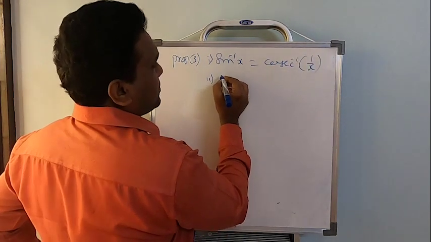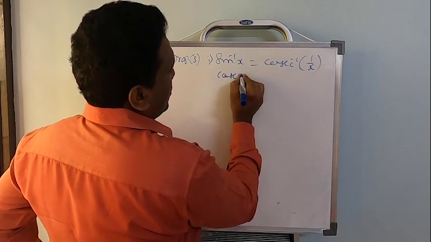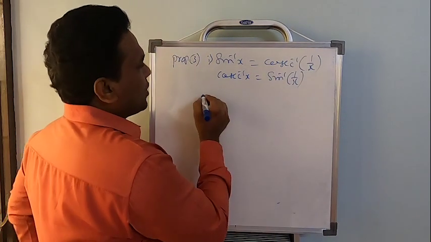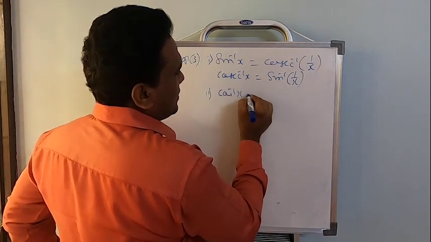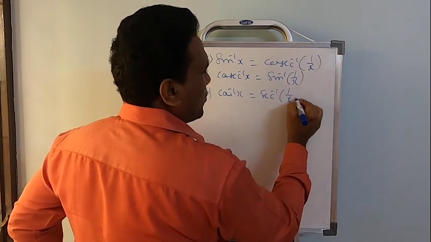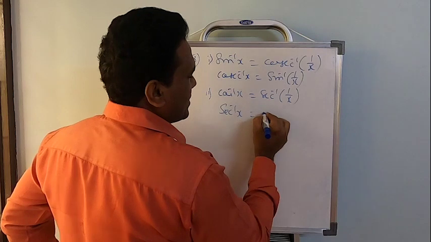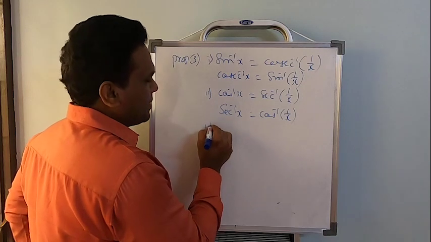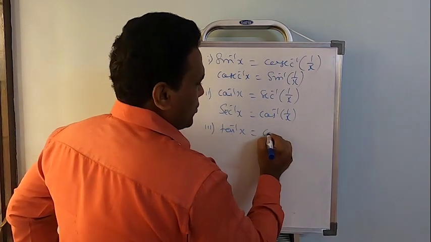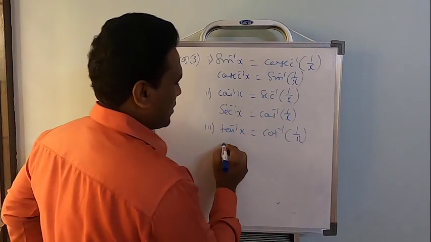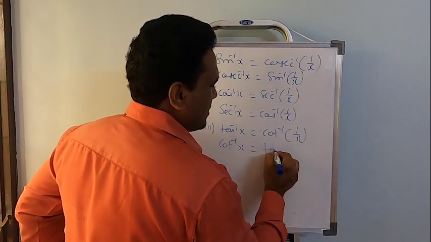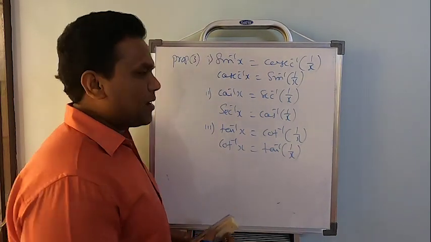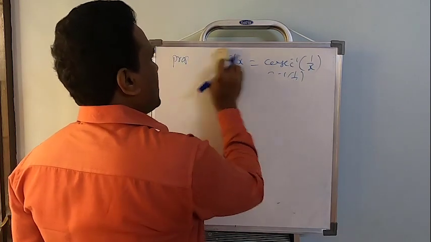Now, under the second one, this property can also be written as cosecant inverse x equal to sin inverse 1 by x. Either way it's fine. Now, the next one under this, cos inverse x can be written as secant inverse 1 by x. Otherwise, secant inverse x can be written as cos inverse 1 by x. Now, similar to this, in terms of tan inverse x equal to cot inverse 1 by x, or cot inverse x can also be written as tan inverse 1 by x. Just similar to what we use reciprocal properties in trigonometric ratios. So that's about property number 3.